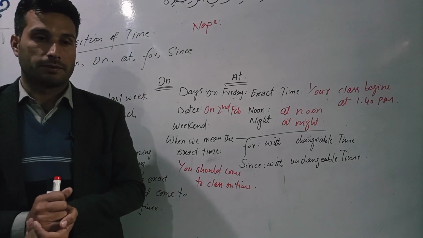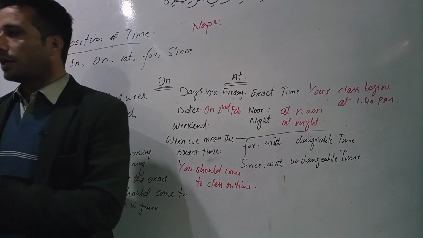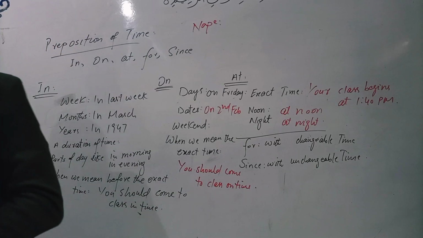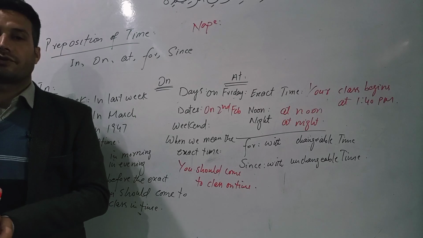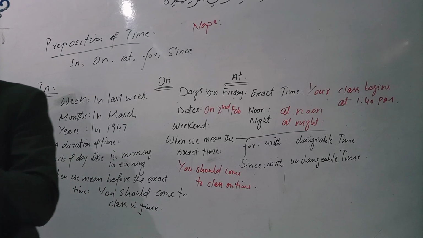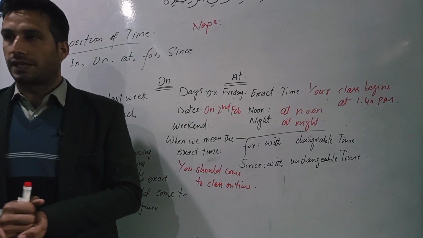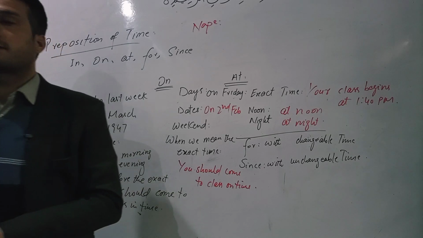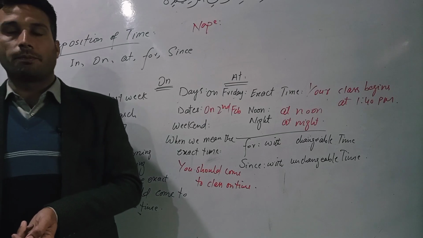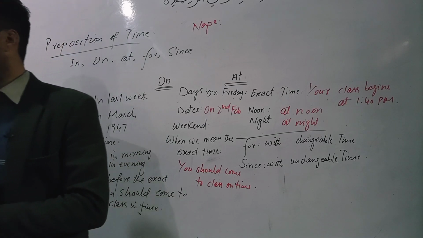Wherever the time is changeable we use for, and wherever the time is unchangeable we use since. Like for example, Pakistan has been suffering since 1947, since its independence. The word independence or 1947 does not change; from its independence until now it has been facing problems. Pakistan has been suffering since its independence, since 1947. So since independence or 1947 does not change. That is how we use since.